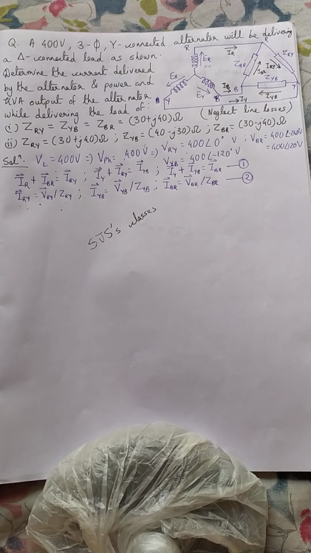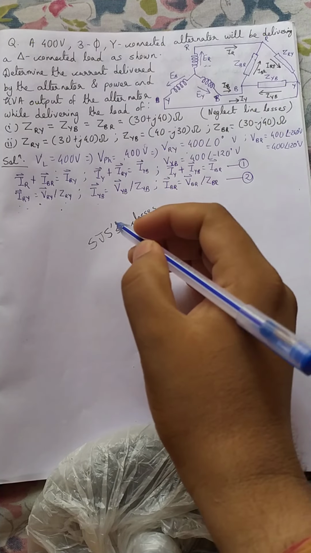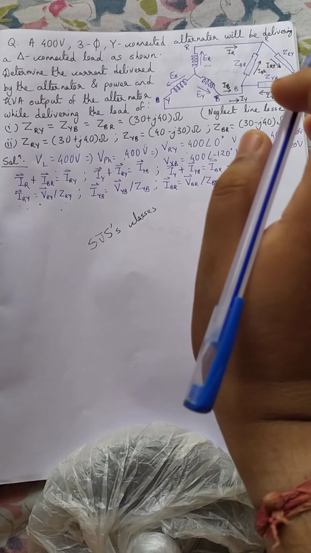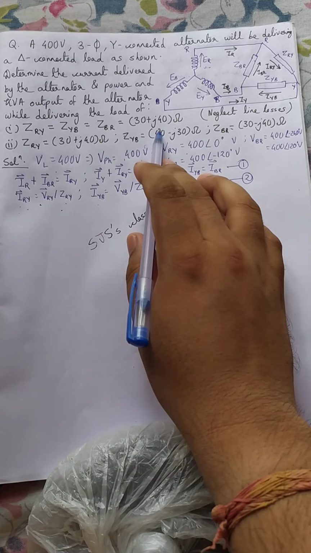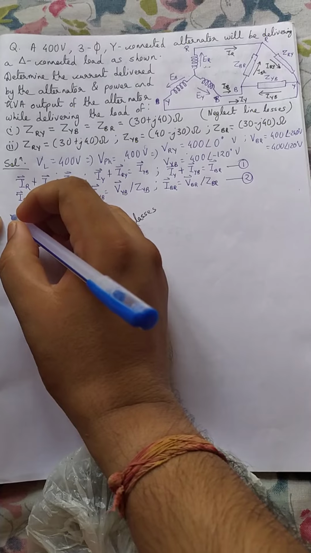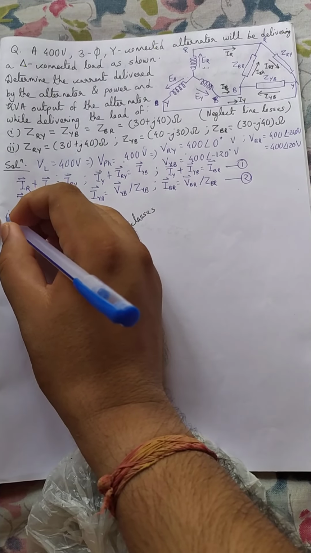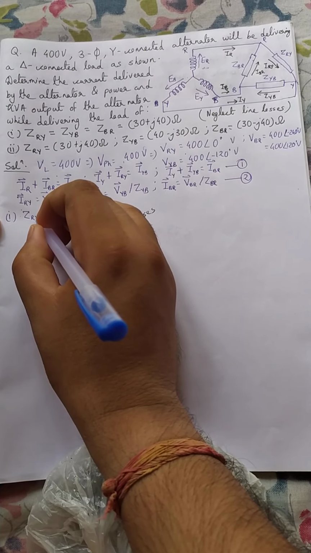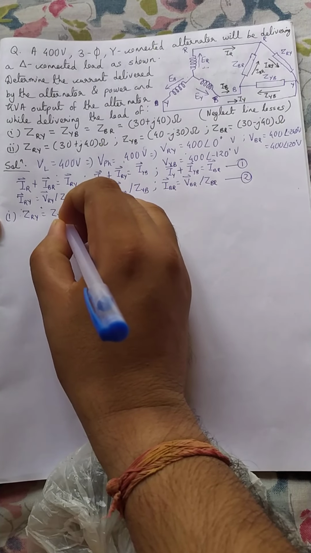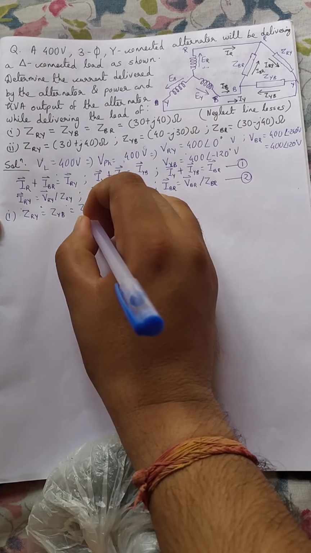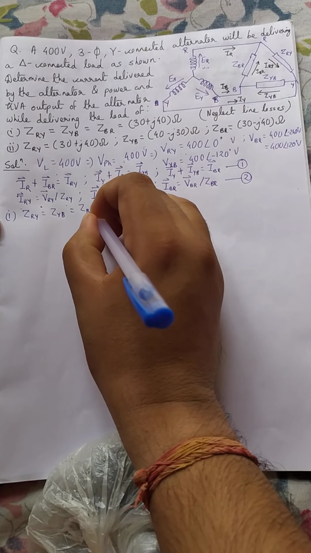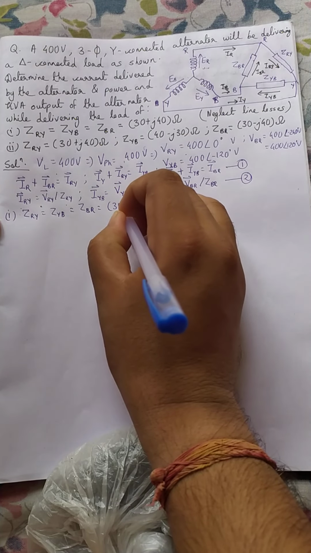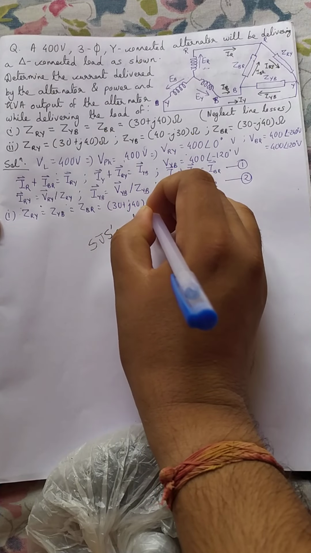Now how are we going to do this? Try to understand the things. So we would be having two cases. One is the balanced load, one is the unbalanced load. So we would be taking the first case here. The first case is saying ZRY is equal to ZYB equal to ZBR equal to 30 plus J40 ohm.